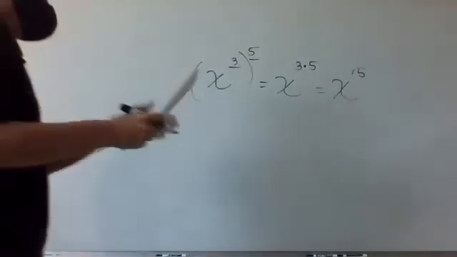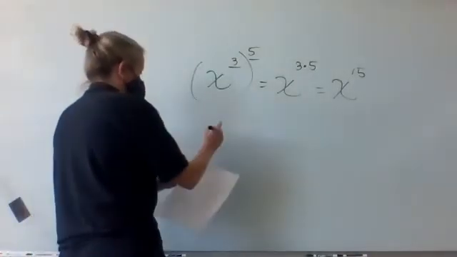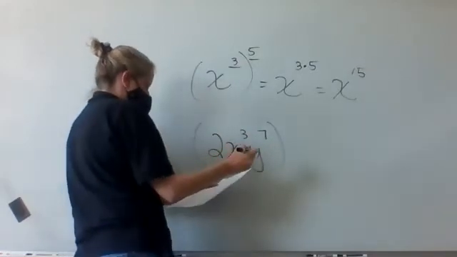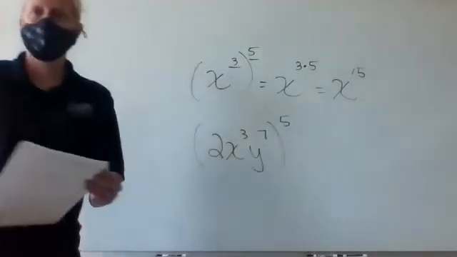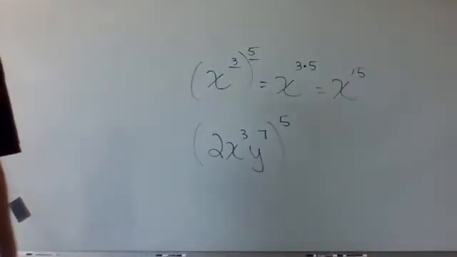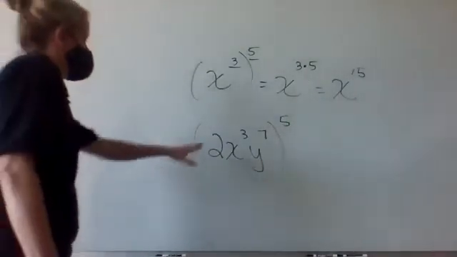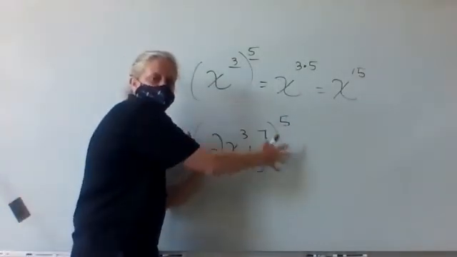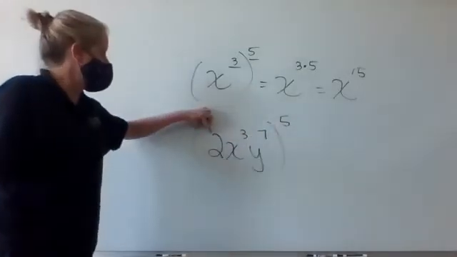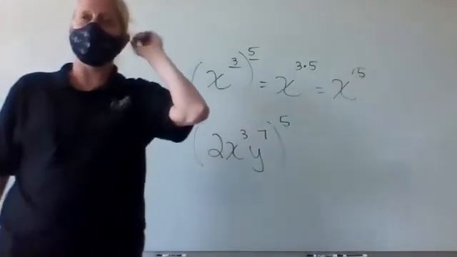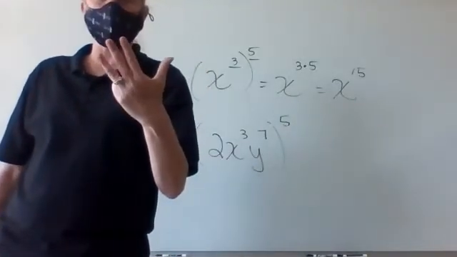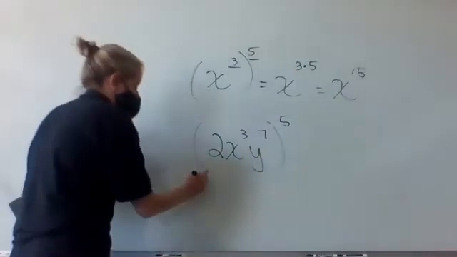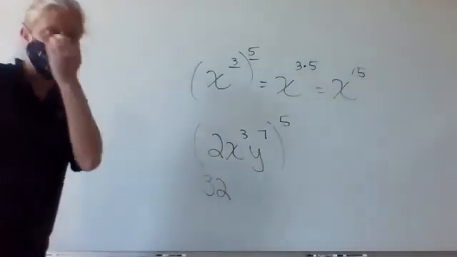So on number 9, I have 2x to the 3rd, y to the 7th, and that is all to the 5th power. So let's see. Each individual thing is being raised to the 5th power. So let's do the 2 first, right? Everything in here is to the 5th. So what does 2 to the 5th power mean? 2 times 2 times 2 times 2 times 2. Or punch that in your calculator. 2 to the 5th power gives you 32.